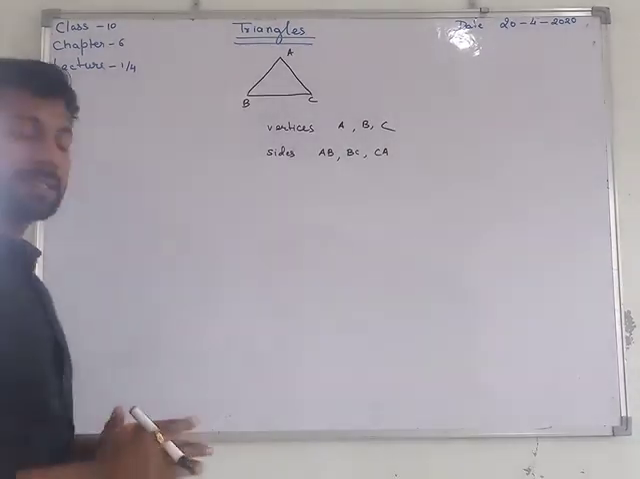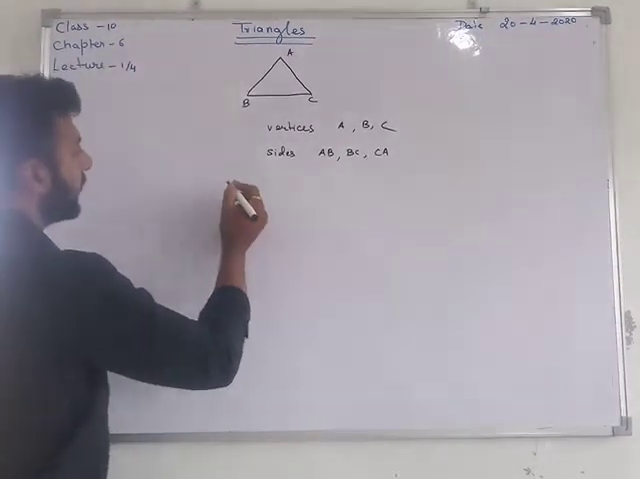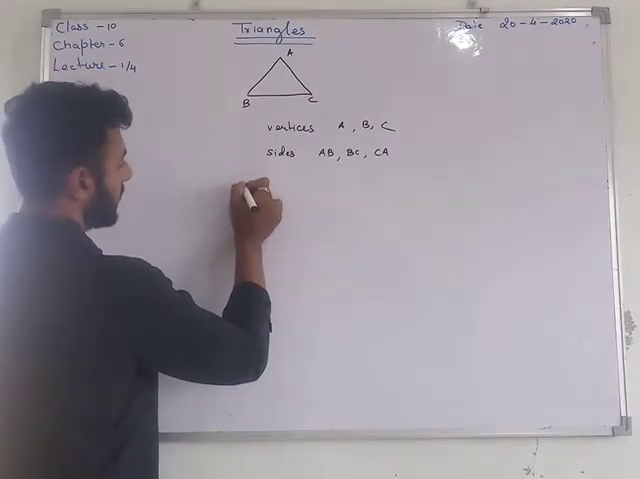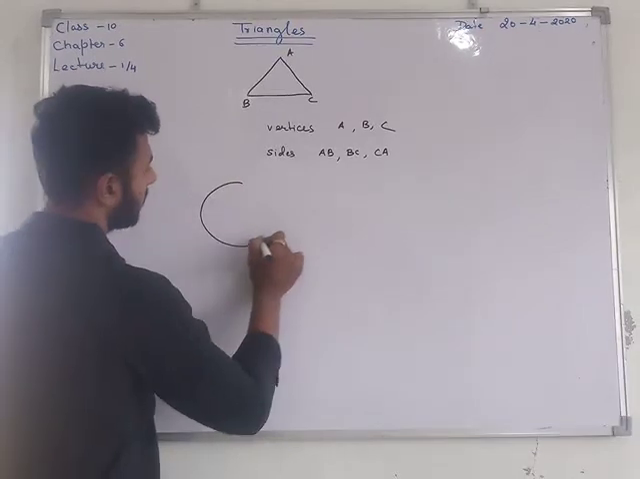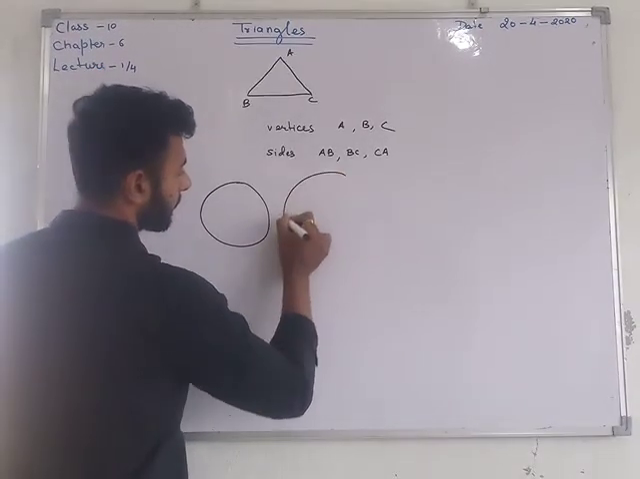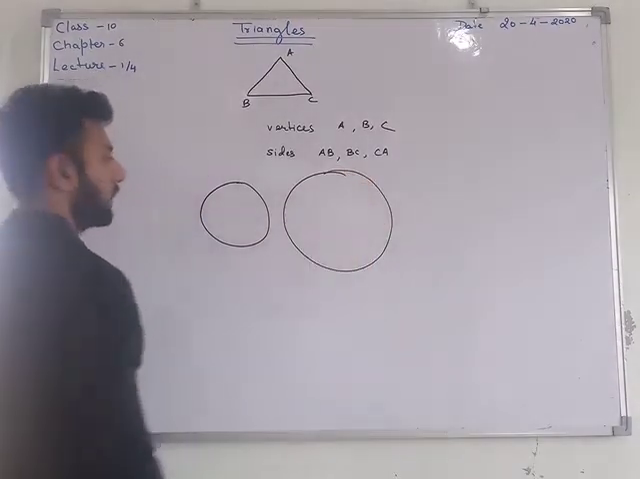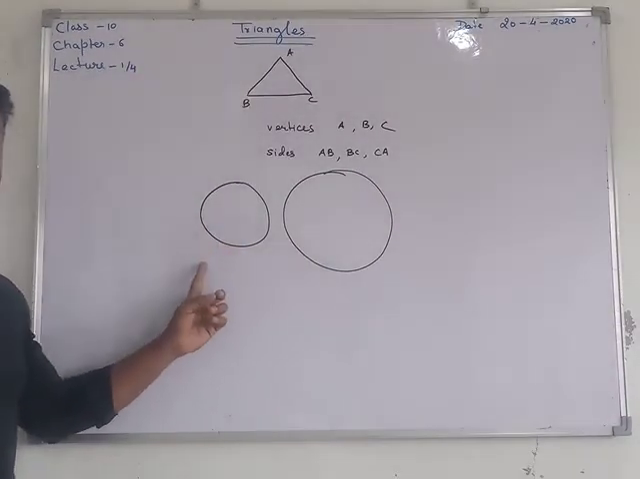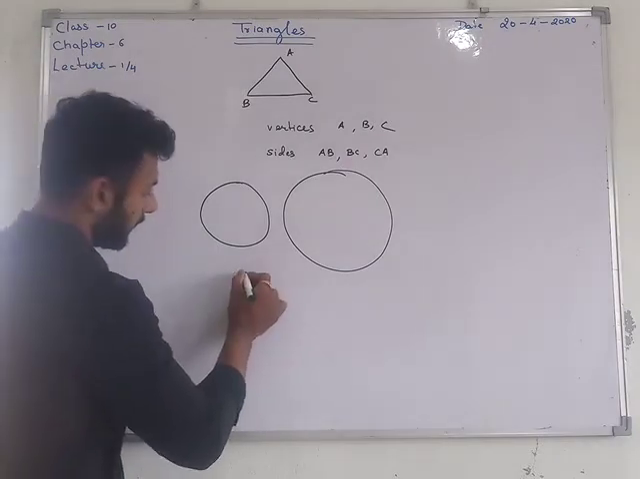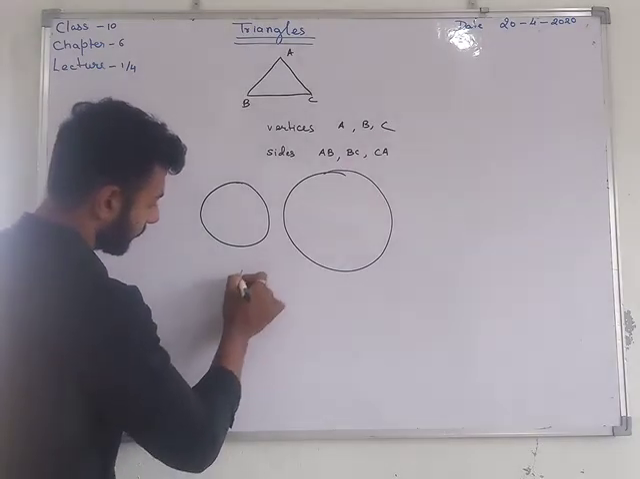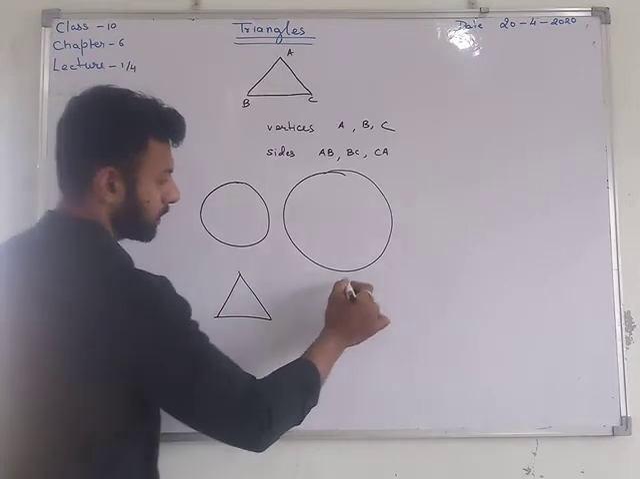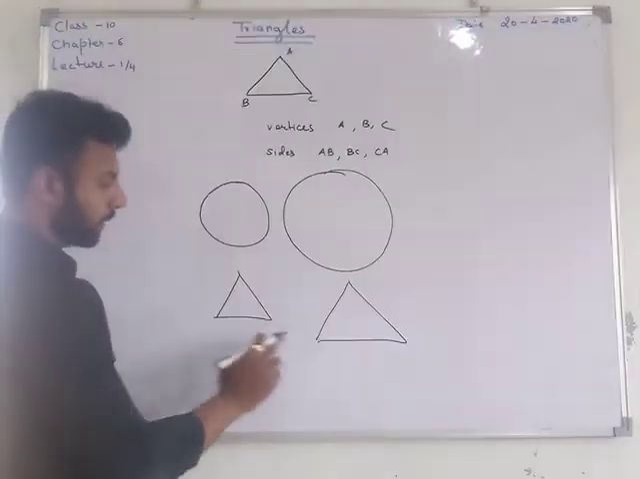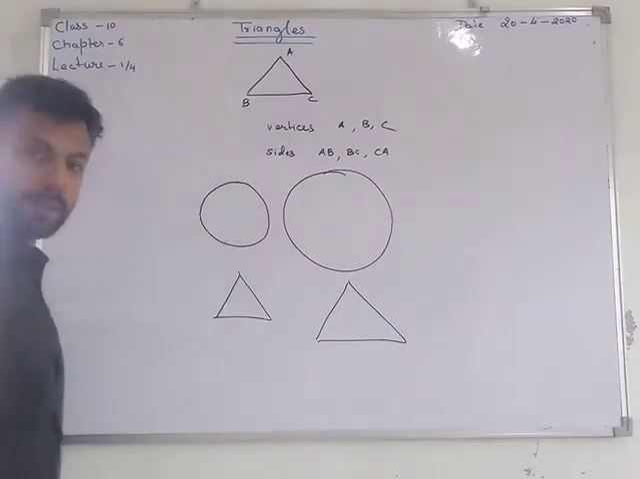Now let us see what is a similar triangle. Similar triangles or similar figures are those figures which have the same shape. Suppose we are having one circle and this is another circle. Both the circles are round in shape. Now we are having two triangles, a smaller triangle and a bigger triangle, but both the figures are triangles.